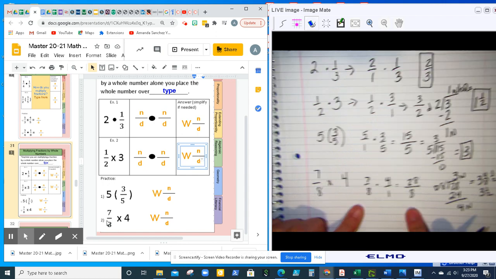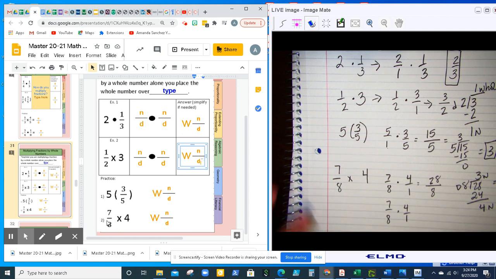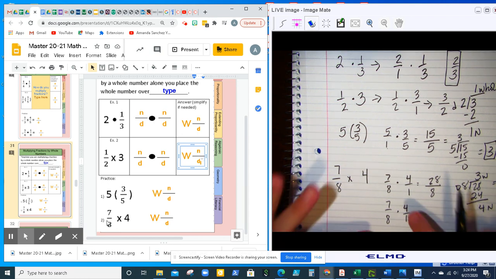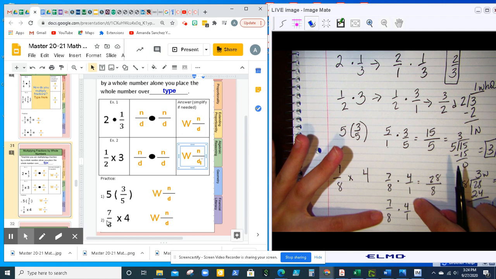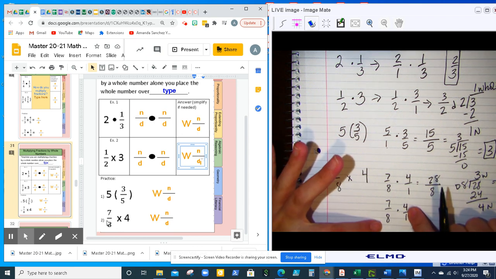Now this is a really good problem. I want to show you a trick on this one. I want to show you something called cross-canceling. Cross-canceling is where you look at the numbers that are diagonal from each other and you simplify the problem while you're working through it. And you don't have to do this all the time. But this one is a good one just because we had to divide and then simplify.